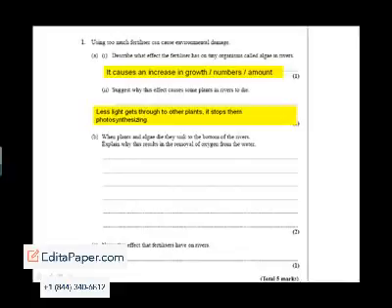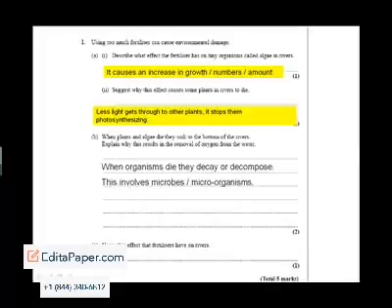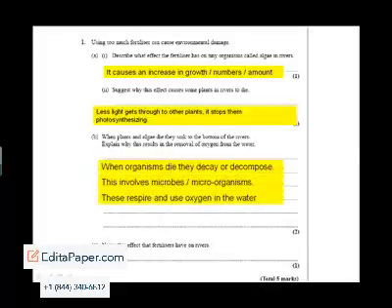Part B is for 2 marks, so it's essential you put 2 relevant points in. Now when plants and algae die, they sink to the bottom of the rivers. We need to explain why this results in the removal of oxygen from the water. We need to consider that when any organism dies, it decays or decomposes. Now for decay and decomposition to occur, we need to involve microbes or microorganisms. Microbes and microorganisms are living things, therefore they respire. To respire, they're going to use the oxygen in the water.